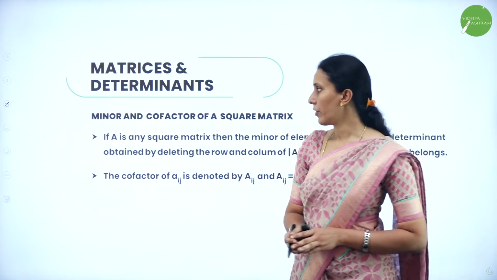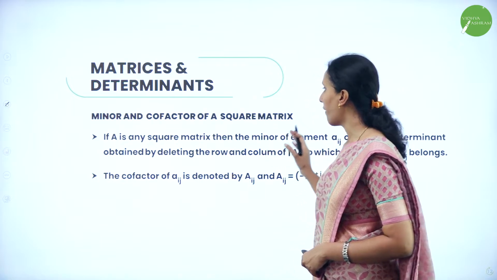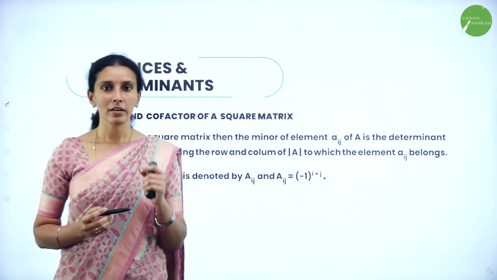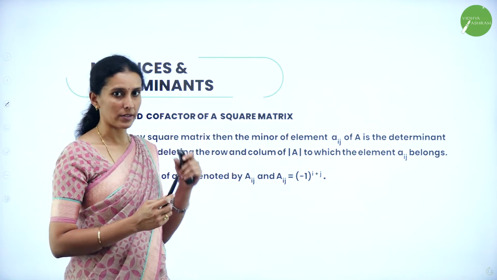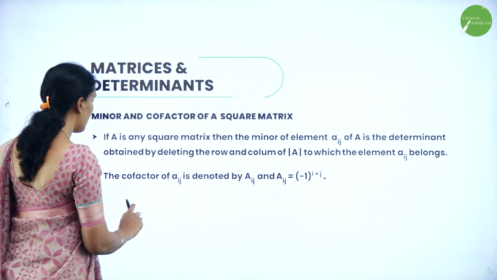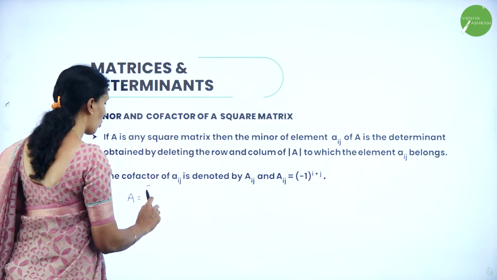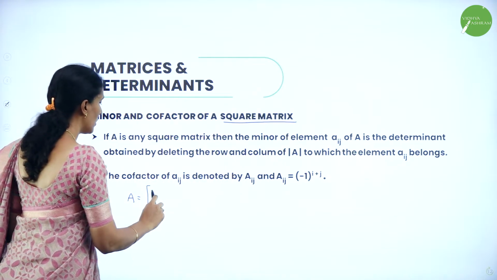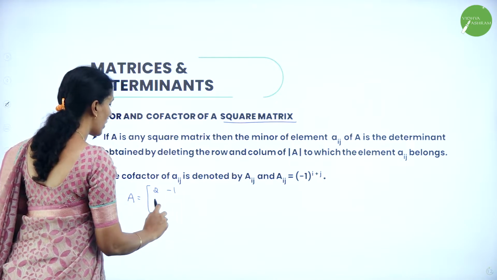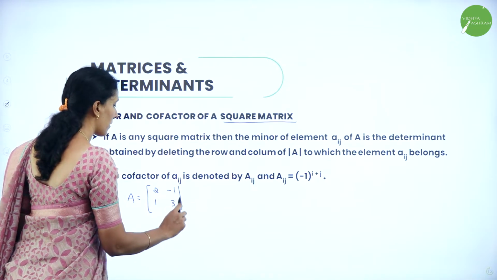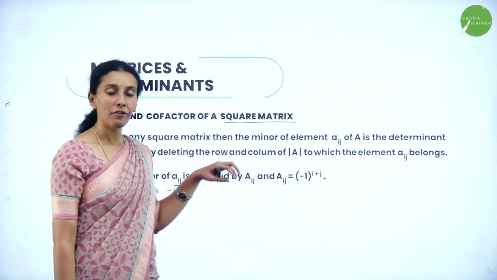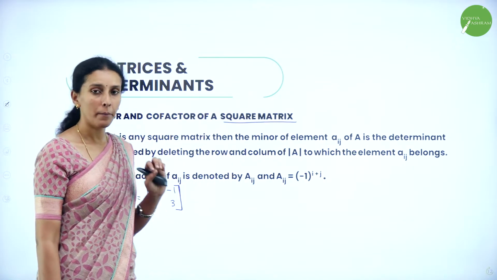So next we come across the minor and cofactor of a square matrix. What do you mean by this minor and cofactor of a square matrix? Suppose, let me take a matrix A of 2 cross 2 order because it is only for a square matrix. So let me take 2, minus 1, 1, 3. This is a matrix. So we have a minor for each element inside the matrix.